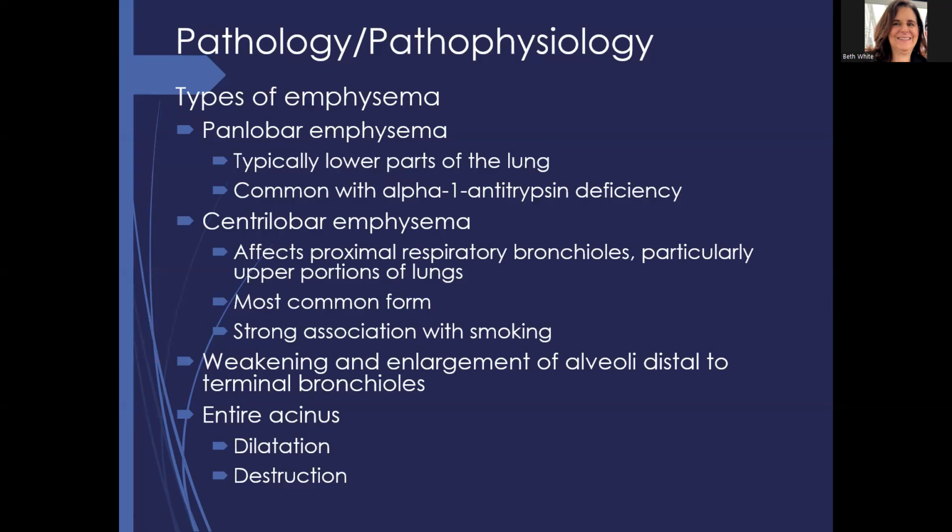You have a weakening and enlargement of alveoli distal to the terminal bronchioles. And then the acinus will dilate and it will be destroyed. So this is all about the lungs not functioning the way they're supposed to. The alveoli are not nice, round, and inflated. They don't have a great communication with the capillary. So your alveolar capillary membrane is not a smooth, well-functioning, well-oiled machine.